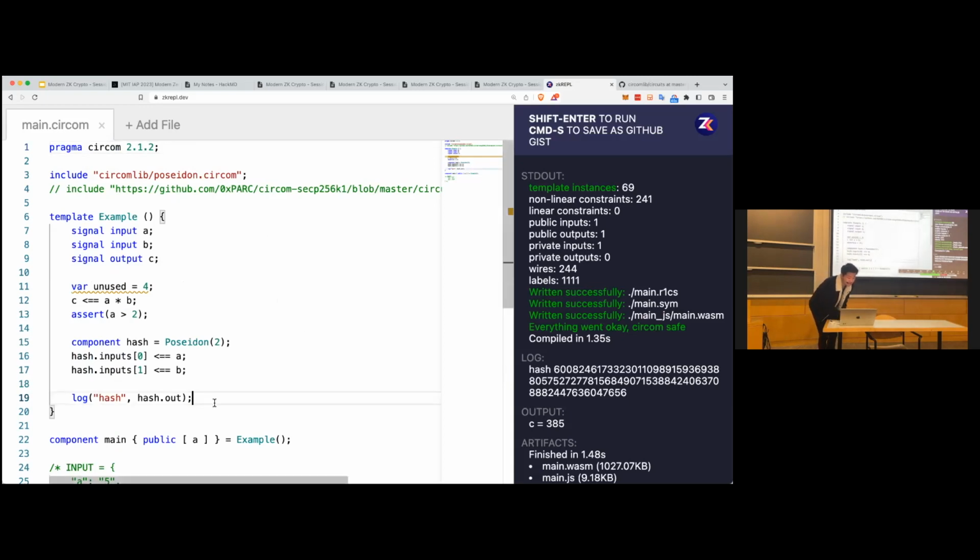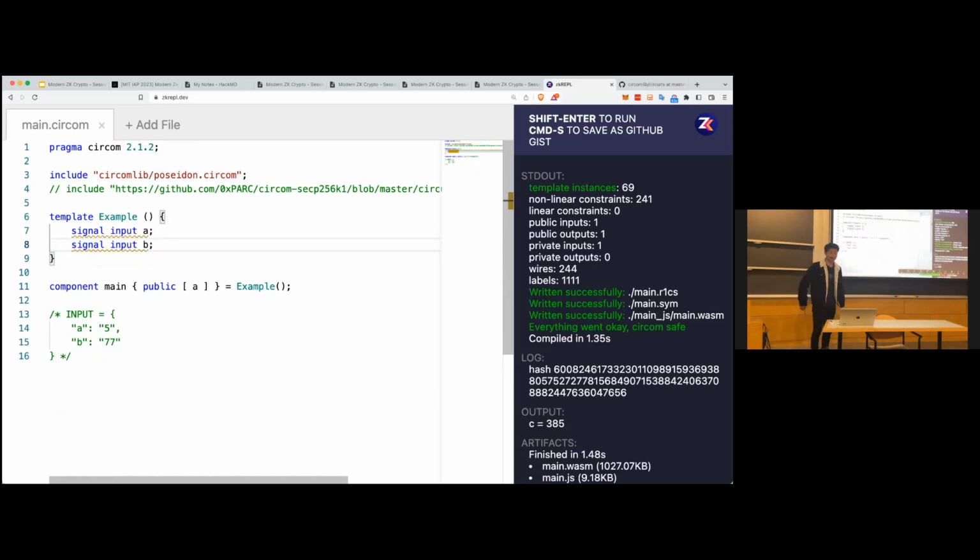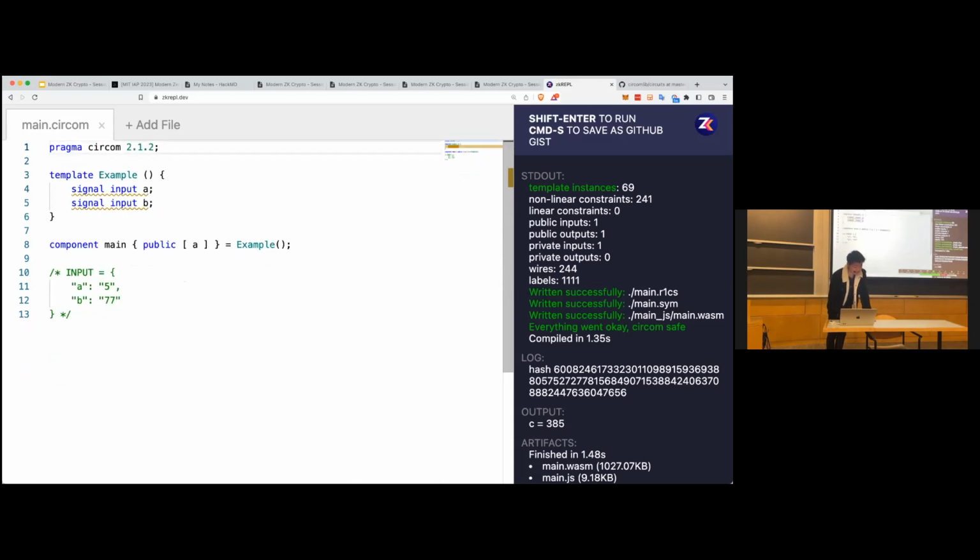On the left side, there's a bunch of stuff going on here, so we're going to go ahead and delete everything after signal input A and B. And then we're also going to delete these include statements. Yeah, that's basically what we're going to start with here, and we're going to build up our original function from scratch.